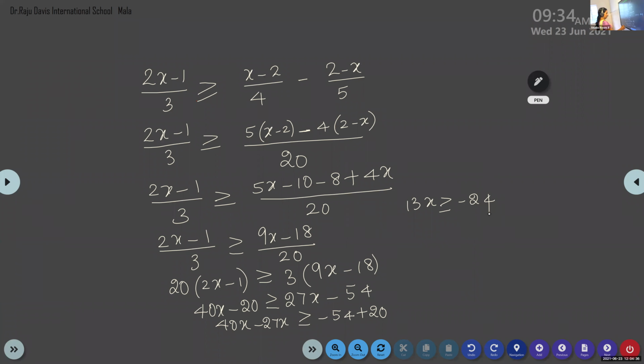Sorry. Yes? Yes, children? Okay, 34. Now what is the answer? Tell me the answer. What is the answer? Karthik, give the answer, Karthik. X greater than or equal to minus 34 by 13. Is it correct?